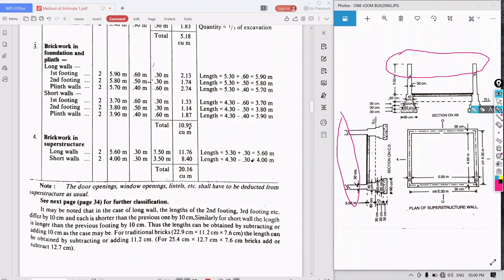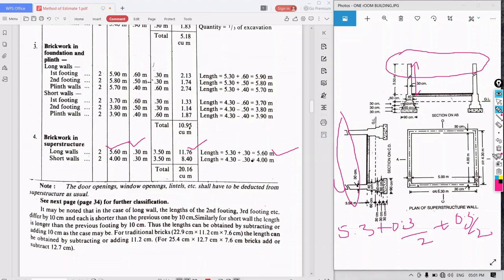So what is the center line length now? We know that is 5.3 plus the brickwork width, that is 30 centimeter, so 0.3 by 2 plus 0.3 by 2. So 5.3 plus 0.3 is 5.60. It is the length of the long walls, which are 2 in number. What is the breadth? It is 30 centimeter, 0.3. What is the height? See here, it is 3.50. So again multiply, and you will get 11.76 as the quantity.